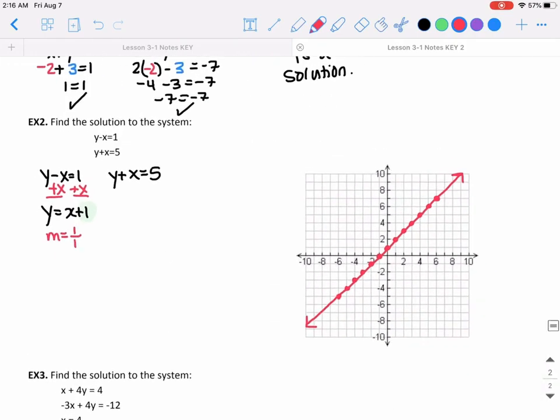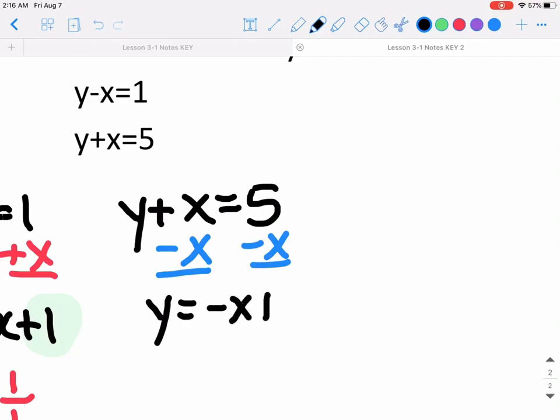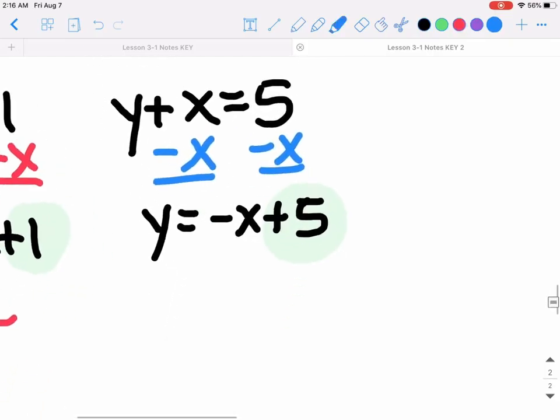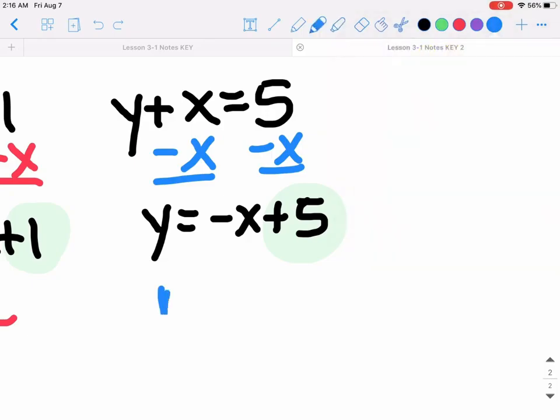All right, for my second equation, I would subtract x on both sides because I want to get that output by itself, and y is my output. I have y is equal to negative x plus 5. That means that my y-intercept is 5, and my slope is negative 1, which I can write as negative 1 over 1. That means down 1 to the right 1.